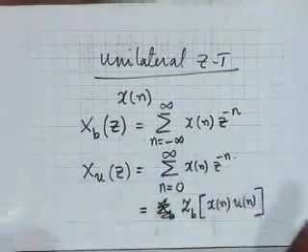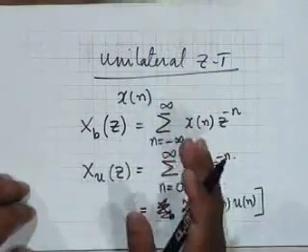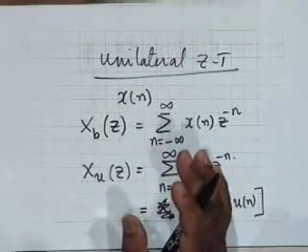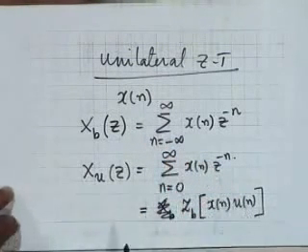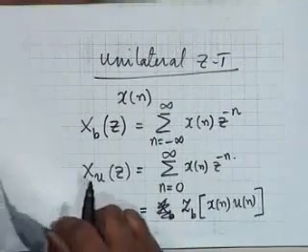X of n may be anything. We simply cut off all the samples for n less than 0, and that is the unilateral z transform.